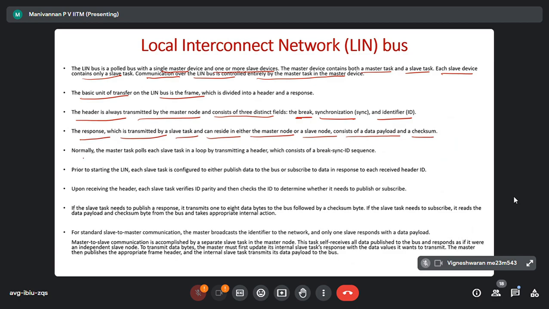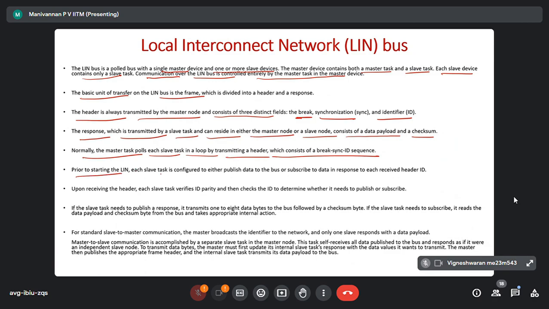Okay. Normally the master polls each slave in a loop, correct? Using a header, breaks in sequences. Here, master will poll the device, we call it polling. Go to slave 1, slave 2, slave 3, it will ask one by one, correct? And when the data comes, he will take the data, take a decision.